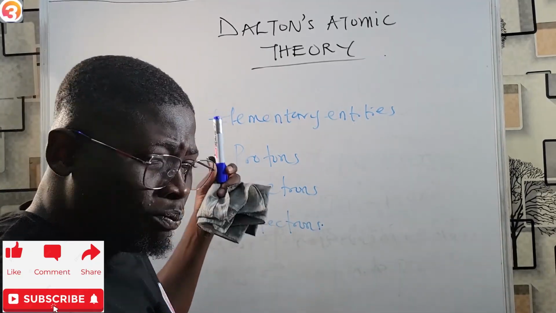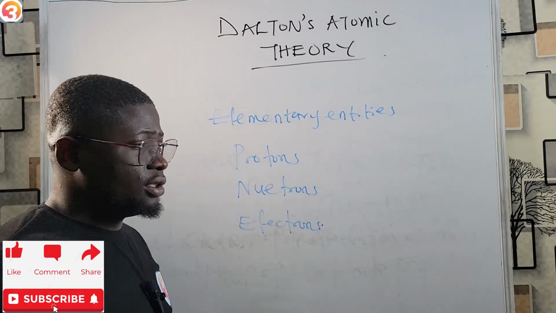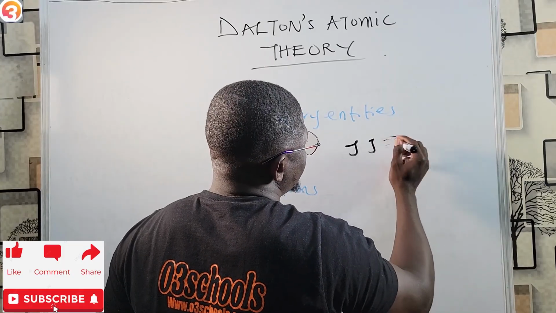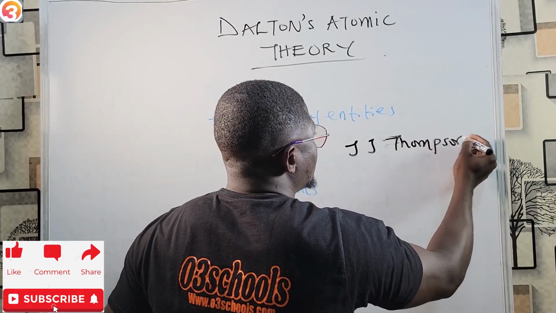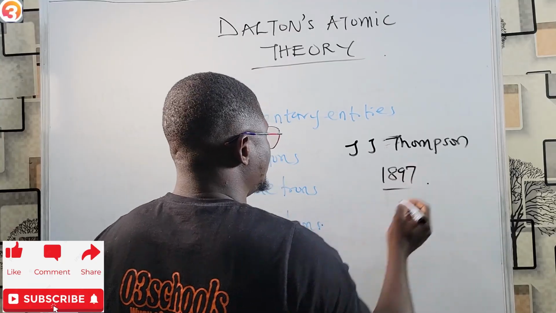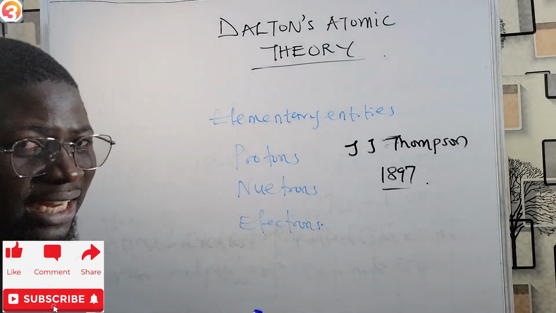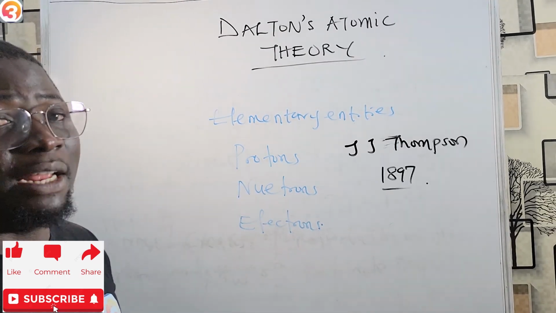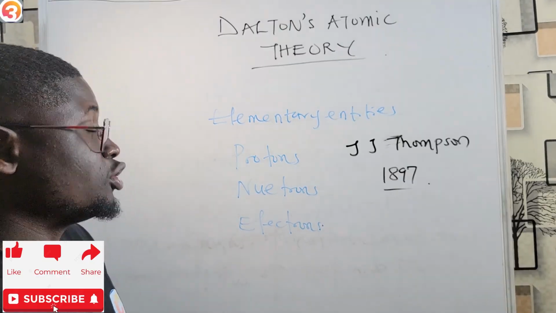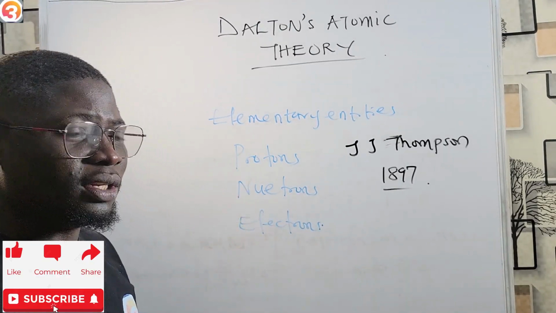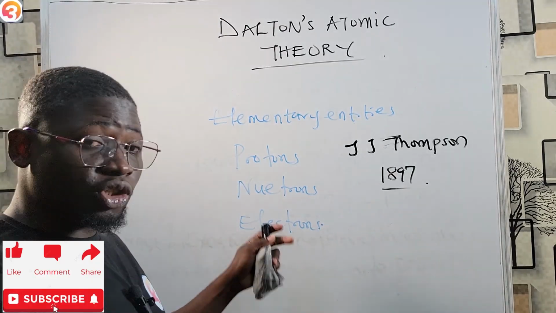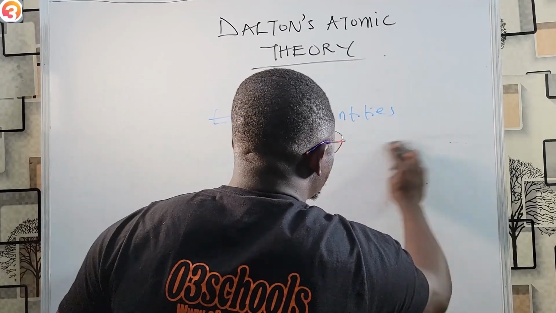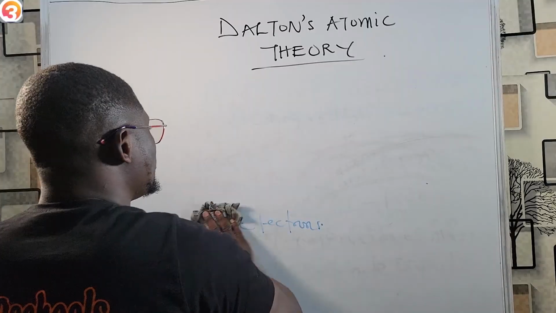This was made known by John Joseph Thomson, J.J. Thomson, in the year 1897. So he was the one that modified that theory of John Dalton, that an atom is the smallest indivisible particle of an element. An atom has been known to be further subdivided into elementary entities such as protons, neutrons, and electrons. That is the first modification to the theory. Now let's look at the second modification.